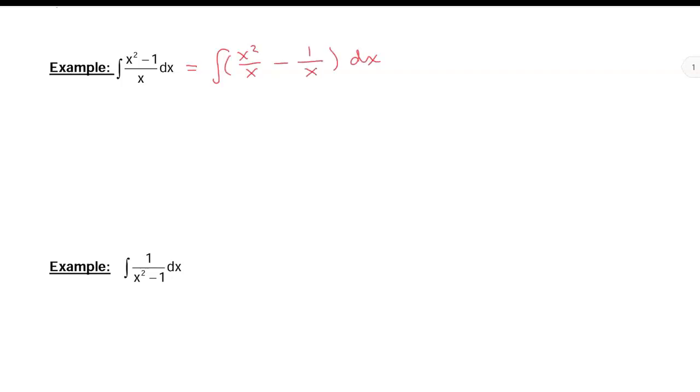So that's what I'm thinking of, and I'll get the integral of x minus 1 over x, and we can just take the antiderivative now. 1/2 x squared minus natural log of absolute x.